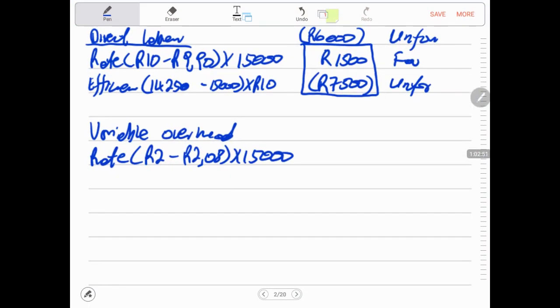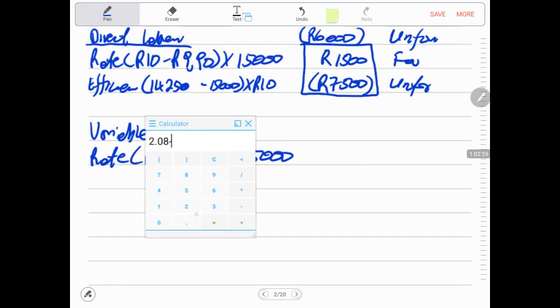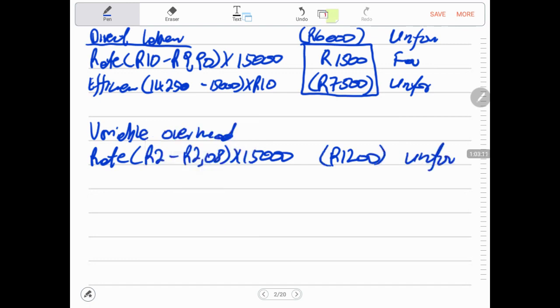Then from there we will get an unfavorable variance, minus 2 rand times this by 15,000. It is 1.2 unfavorable. 1.2 unfavorable. That will be regarded as negative.